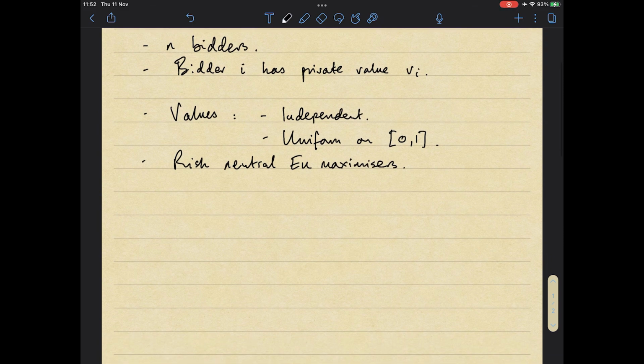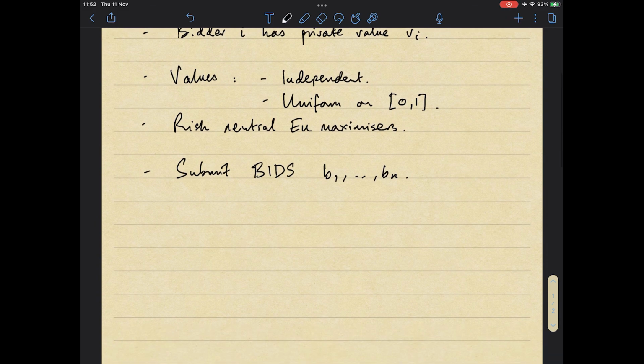So what are the rules of the game? Well, each bidder submits a bid. So we submit bids, maybe B1 up to Bn. Everybody submits some bid. And then the rules are very simple. The highest bid wins.